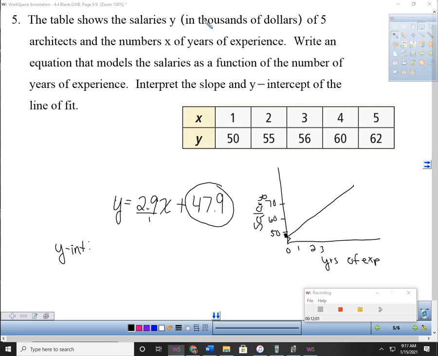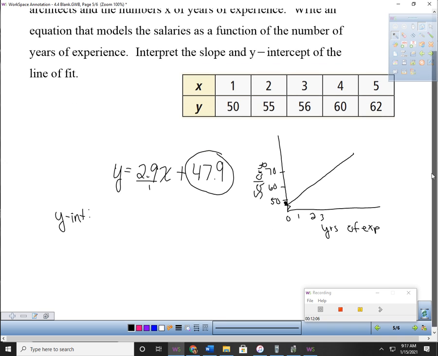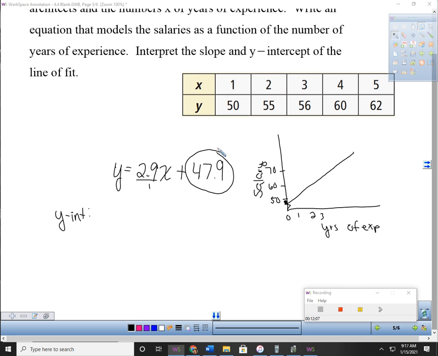How much I'm making in thousands of dollars, right? Before I've even had any experience under my belt. So you could say the salary for no experience is $47,900, and that's money, right? So let's say dollars.